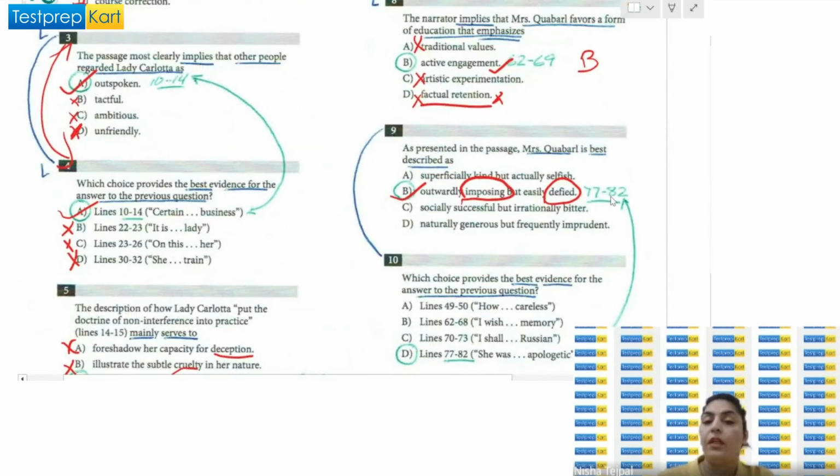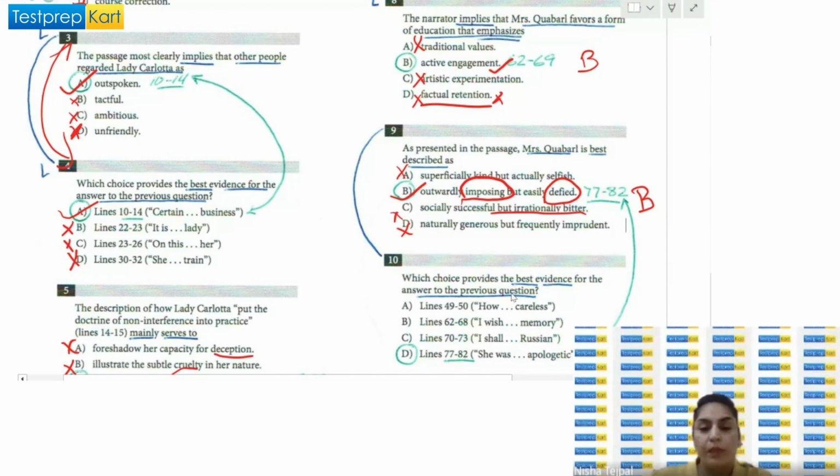Now, when we read the other traits, superficially kind but actually selfish, she is not being selfish anywhere. So, how can we say if the narrator or the author hasn't said? Okay, socially successful but irrationally bitter. No, nothing has been mentioned about this. Naturally generous but frequently imprudent. Imprudent means unwise. She is not unwise. So these are out. So what is correct is B.